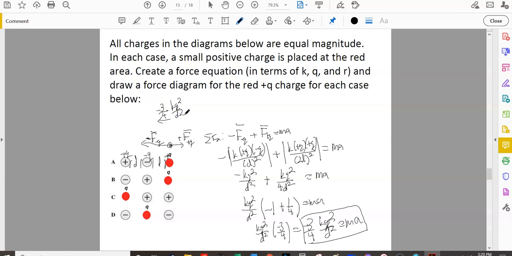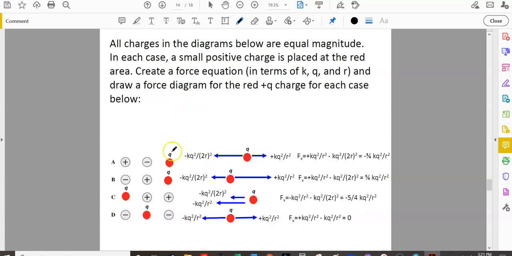Okay, so that's what you're supposed to do in these problems. You're going to have to create two forces on our red q, as there are two Coulomb forces acting on our red q in one dimension. So what I want you to do is try B, C, and D, and then check your answers on the next page. Please try those out, and after you've completed them, move on to the next page and we'll see how you do.